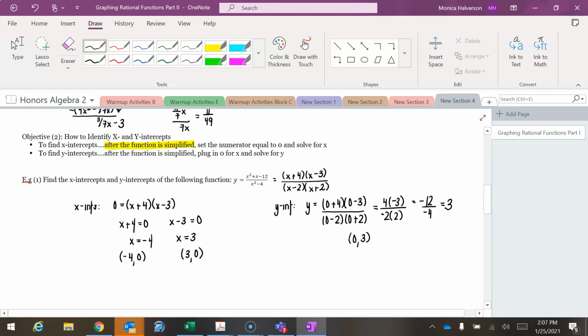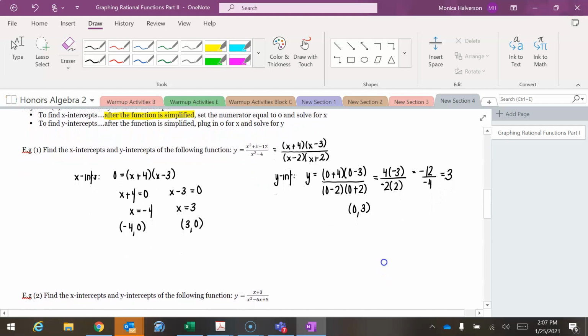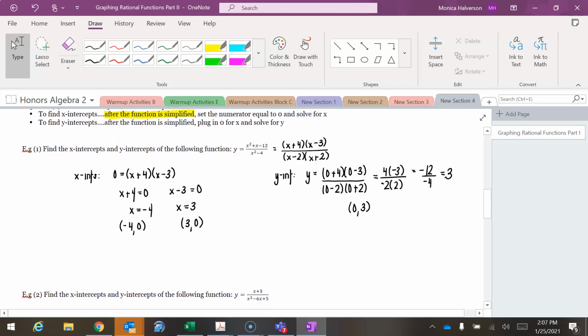So once again, to find the x-intercepts, once you've factored and simplified your equation, you're going to set the numerator equal to 0 and solve. All right? In order to find the y-intercepts, you're going to plug in 0 for x and solve for y. You're going to do that now on this next example. All right? Y is equal to x plus 3 all over x squared minus 6x plus 5. Go ahead and find the x and y intercepts.